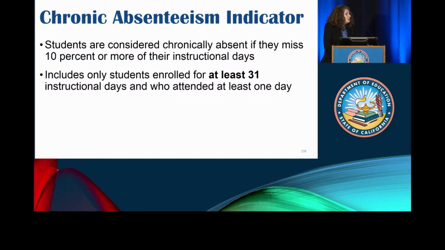So what is the methodology for the chronic absenteeism indicator? As you can see on this slide, we're looking at students who are chronically absent, who've missed 10% or more of their instructional days. The board has adopted a methodology that only includes students who have been enrolled for at least 31 instructional days. So there is a minimum attendance there. That's to help us with some of the fluidity in the system.